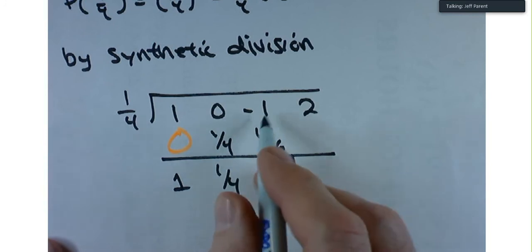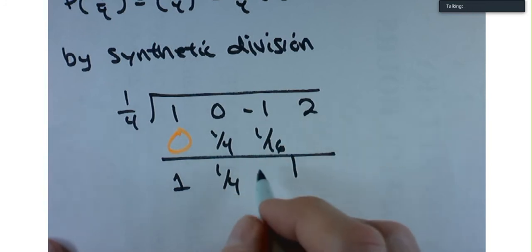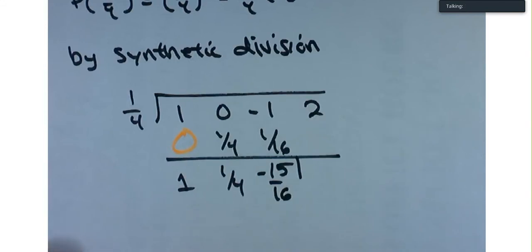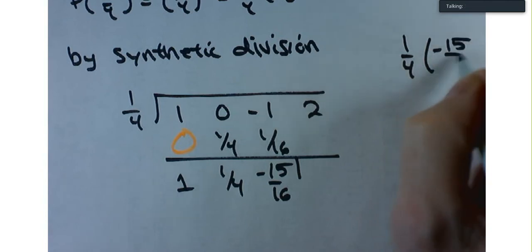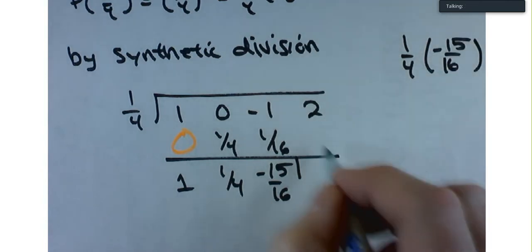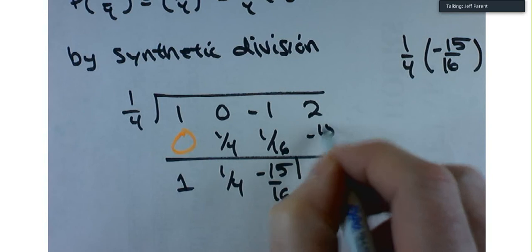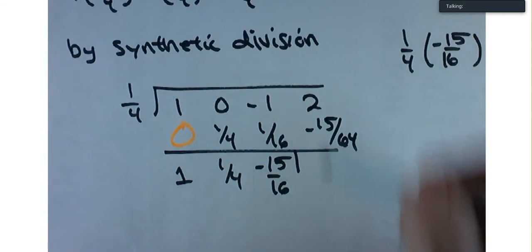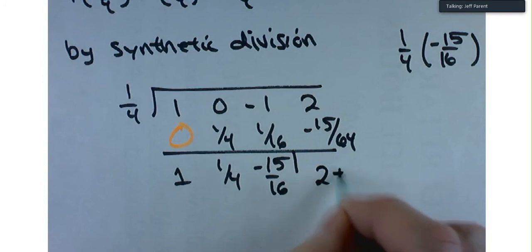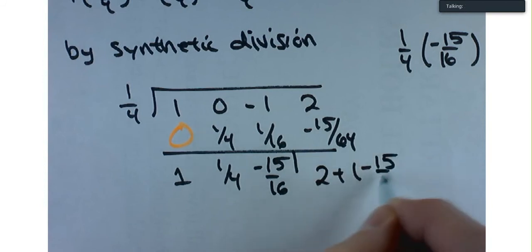And then -1 and 1/16 gives me -15 over 16. 1/4 times -15 over 16 gives me -15 over 64. And then you add going down. 2 plus -15 over 64.